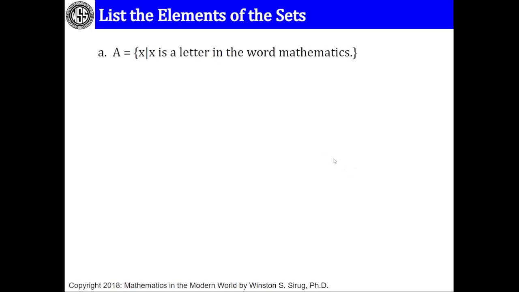Okay, so list the elements of the sets. So these are mathematical sets. A is equals to set of X such that X is a letter in the word mathematics. Okay, sino makakapagbigay sa akin? Ano ang nasa loob ng sets na to? Sabihin nyo is set tapos yung nasa loob ng set na yun. A is equals to set tapos yung elements niya yun.